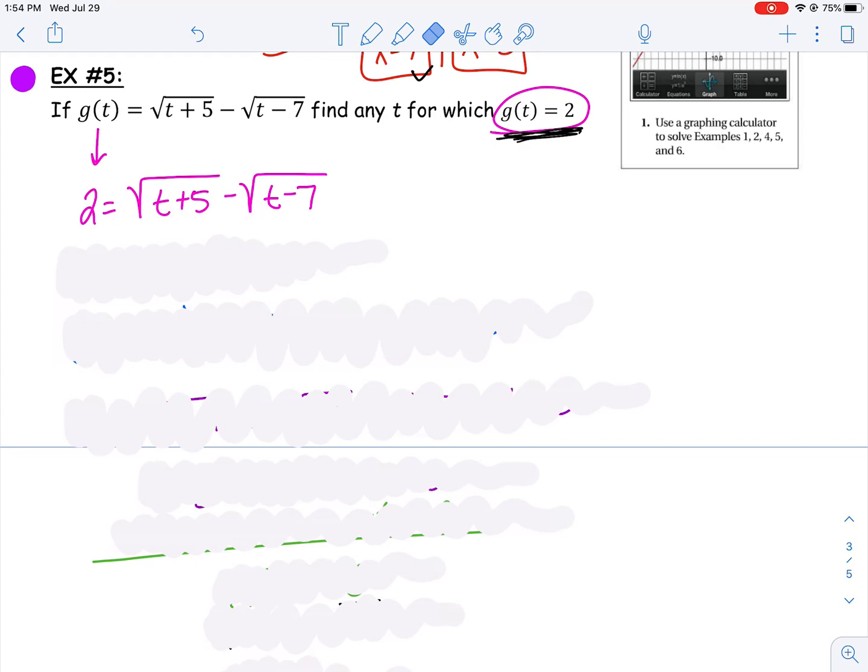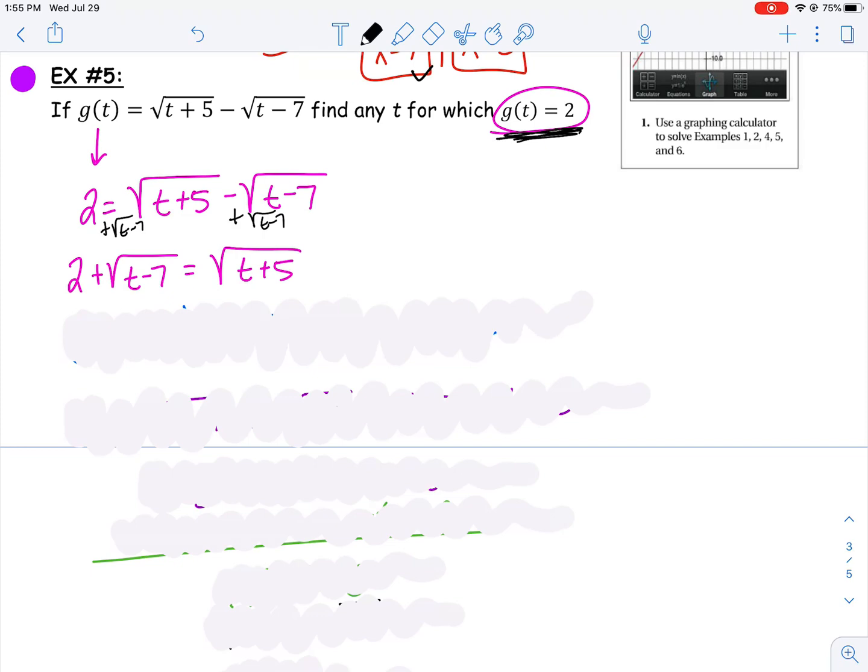So essentially what we want to do first is try to get one of the radicals at least on the side by itself, so we can try to get rid of one at a time. So I'm going to go ahead and add the square root of t minus 7 to both sides. When I add it to both sides, you notice I have 2 plus the square root of t minus 7 is equal to the square root of t plus 5. So now the square root of t plus 5 is by itself on that right side.